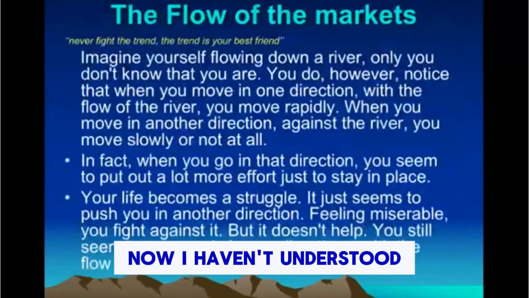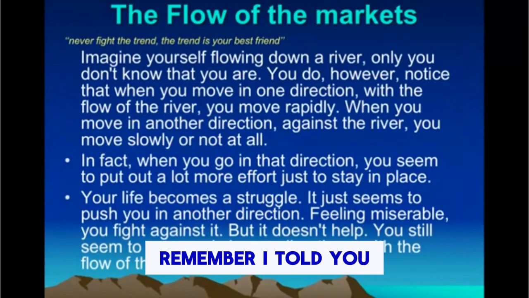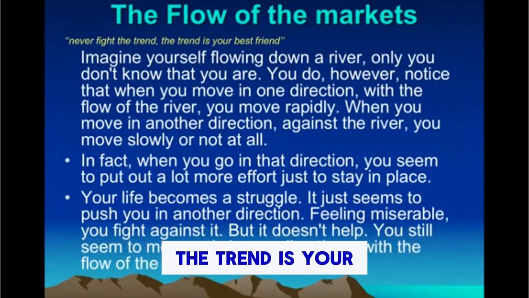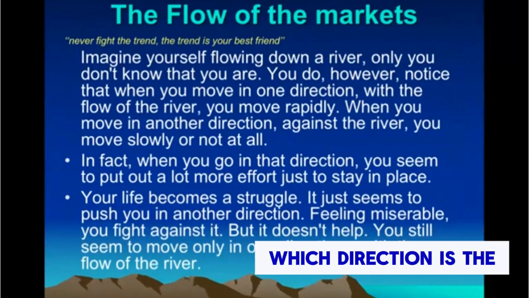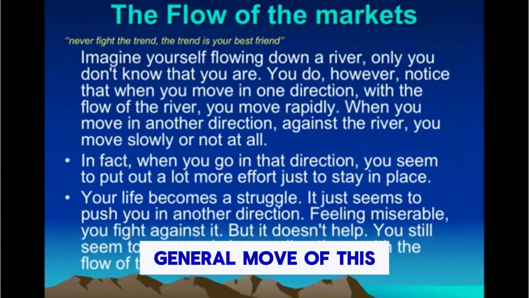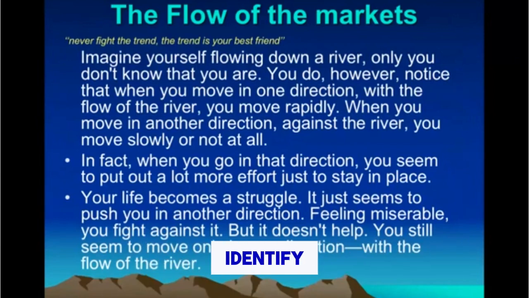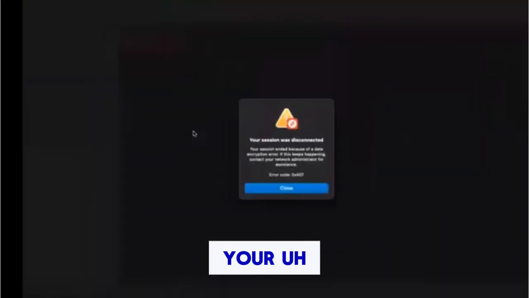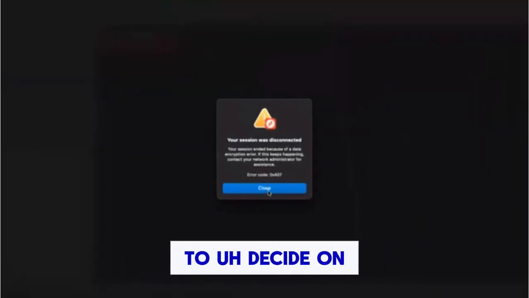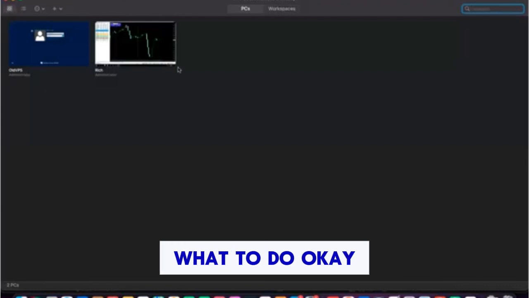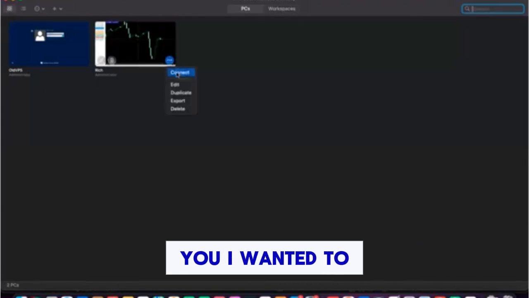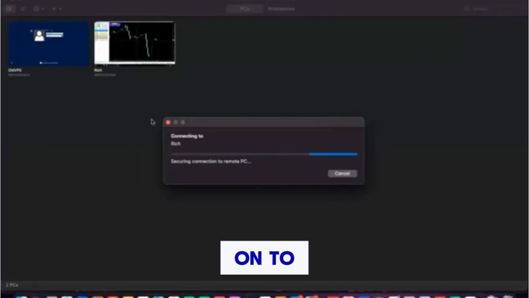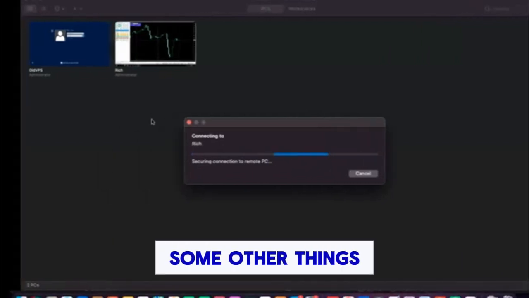Now, having understood this, remember I told you, write it down. Never trade against the trend. The trend is your friend. Always identify which direction is the general move of this market. When you're able to identify the general direction of the market, then you make your way to decide on what to do. Okay, I wanted to show you this again, but while that is opening, let's look at some other things.